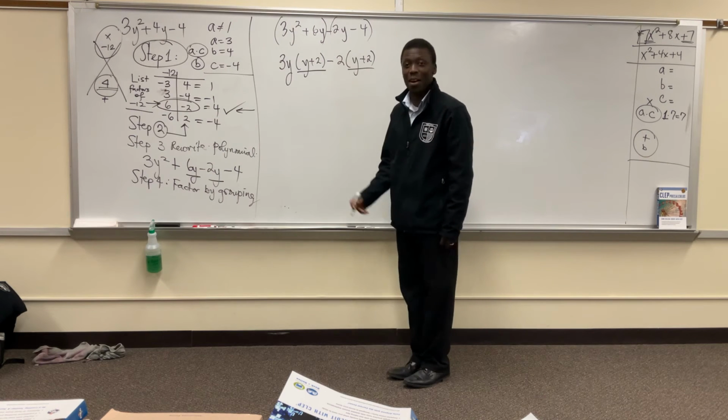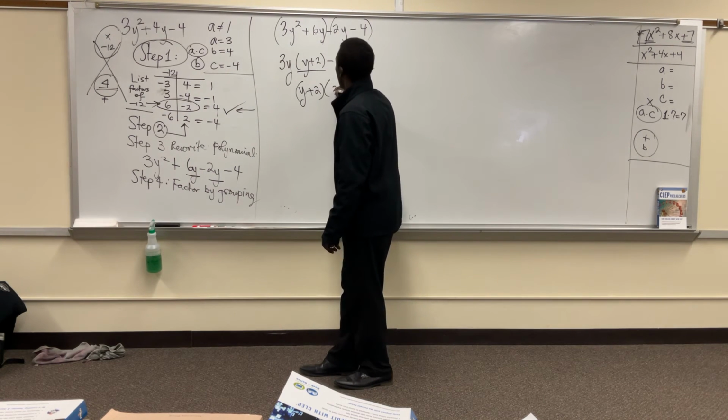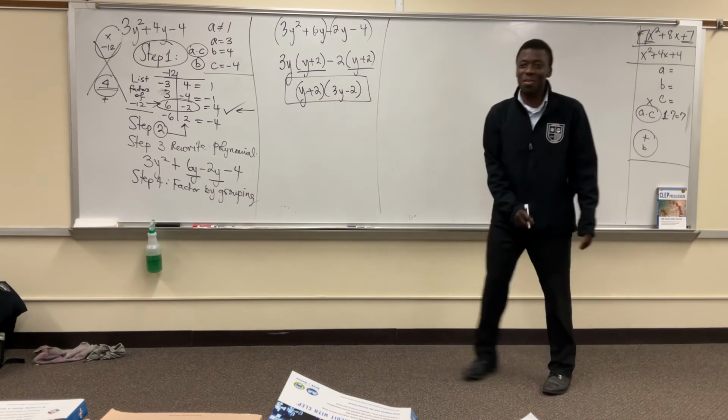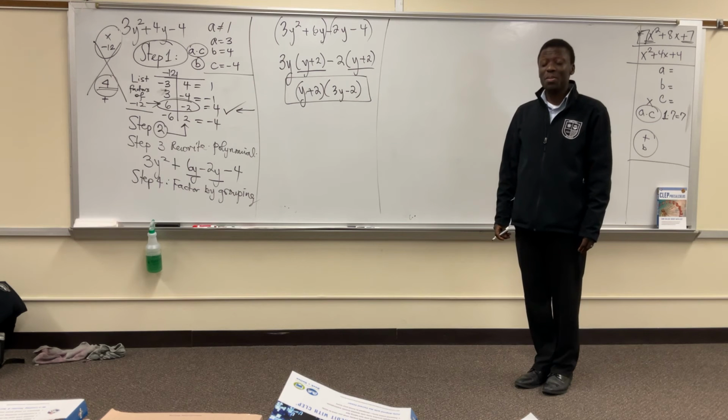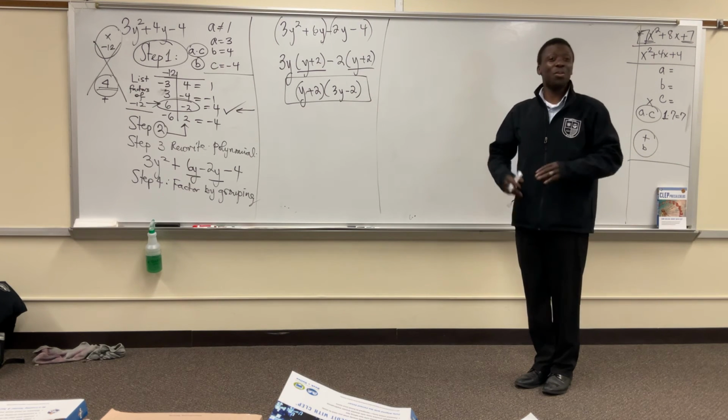You can take that out. So that comes out as y plus 2, and then you have 3y minus 2. That is the answer we're looking for. That's how we factor polynomials when a is not equal to 1, in a systematic way where you're never stuck.